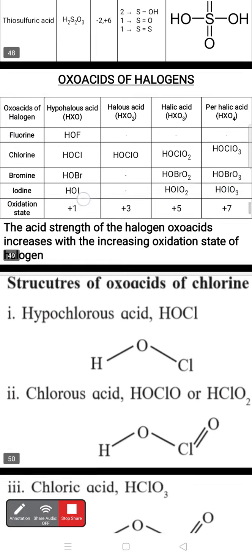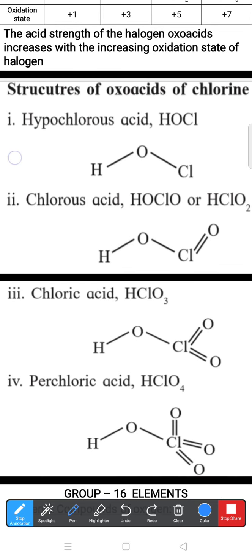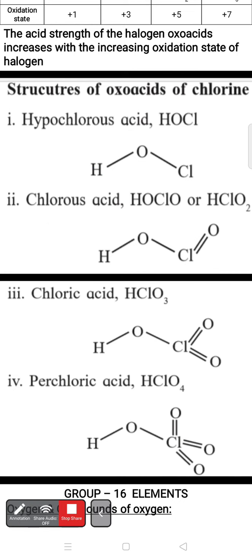Then the structures of these oxoacids of chlorine. One by one we'll see: hypochlorous acid has the formula HOCl. In that, around the central oxygen, one is hydrogen and another is Cl. The second structure is of chlorous acid, HOClO or HClO2. Structure is HOCl double bond O. Then chloric acid HClO3, in that HOCl double bond O two times. Then perchloric acid HClO4, HOCl double bond O three times. So in this way we learn the structures of the oxoacids of chlorine.